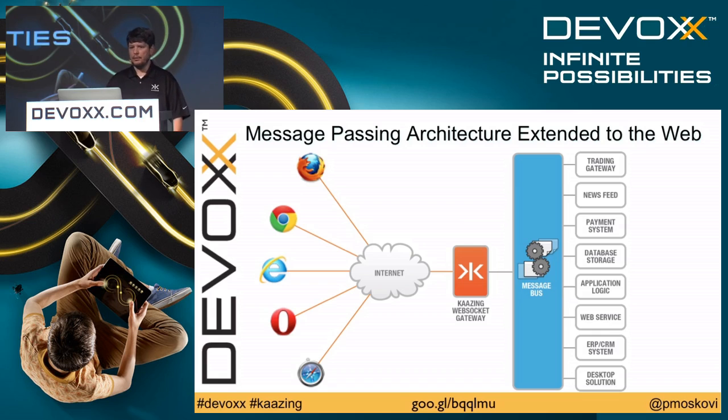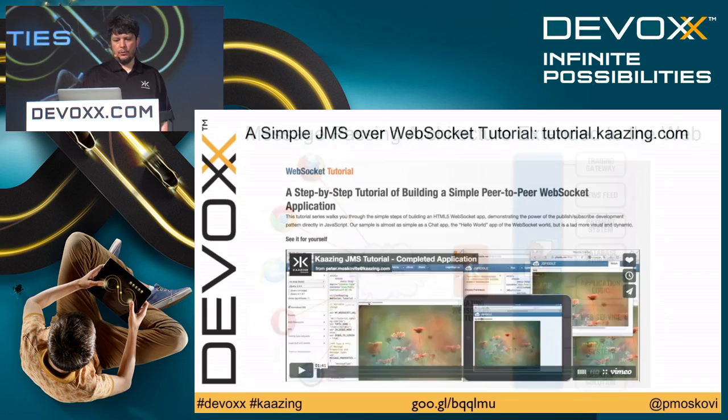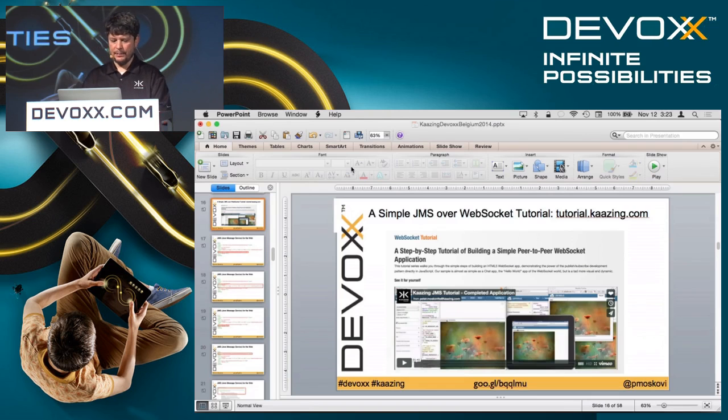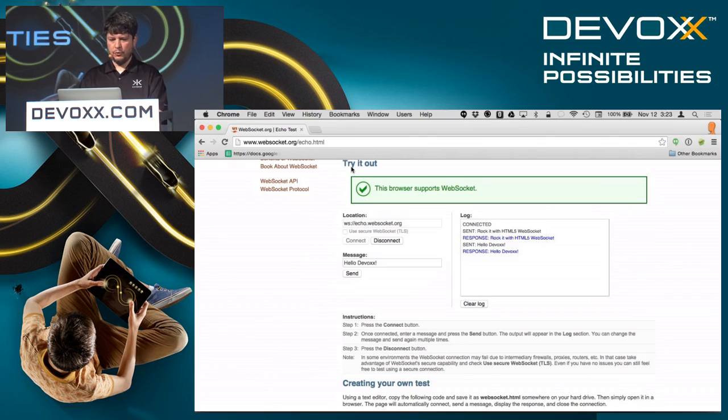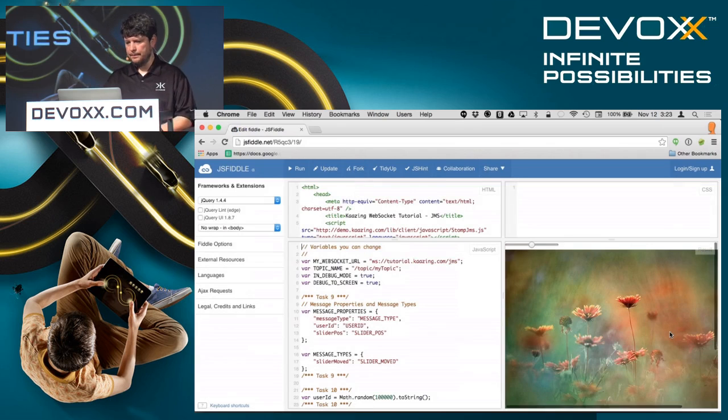JMS is the Java PubSub messaging API, and Kaazing offers a JMS API for different kinds of clients, not only Java clients, but JavaScript, .NET, or other clients as well. So let's take a look at such a JMS app, just so we get an idea about the API.